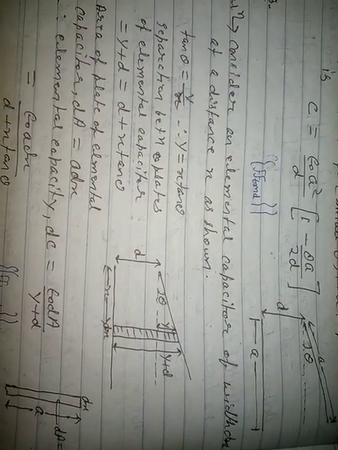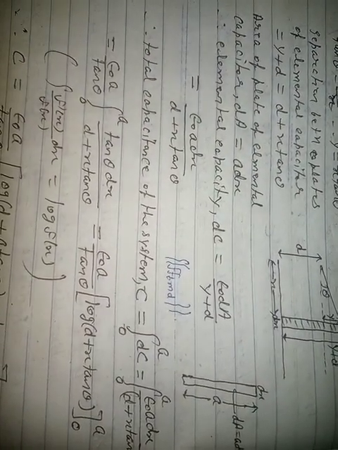Solution. Consider an elemental capacitor of width dx at a distance x as shown in the figure. Here tan theta equals y by x, hence y equals x tan theta. Separation between plates of the elemental capacitor equals y plus d, equals d plus x tan theta. Area of the plate of the elemental capacitor dA equals A dx.